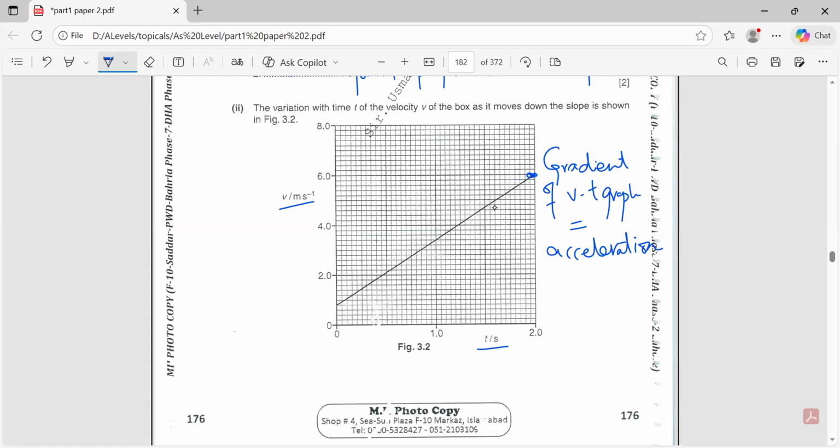We are going to select these two points. One of the points is this final one, which is 6 at a time of 2, and the other at a time of 0. This point is approximately equivalent to 0.2, 0.4, 0.6. This will be equal to 0.8, right? This will be equal to 0.8.